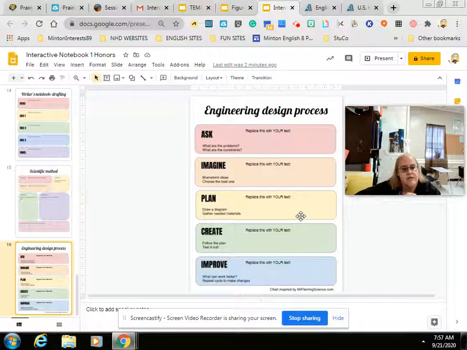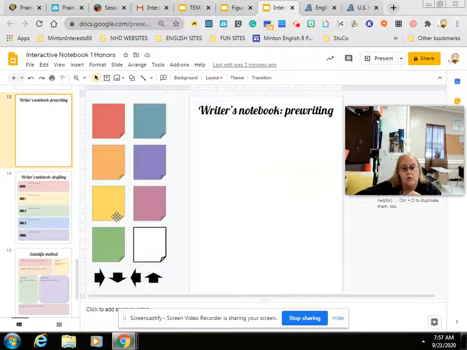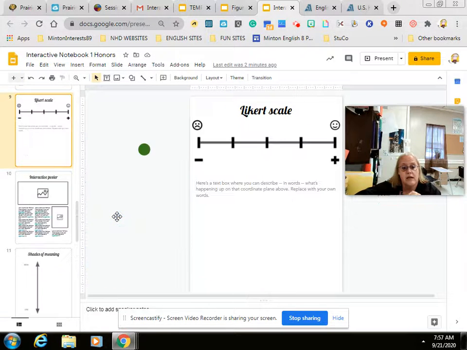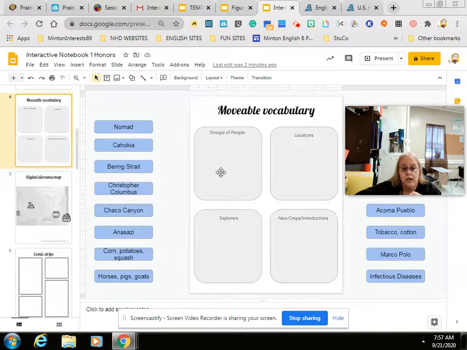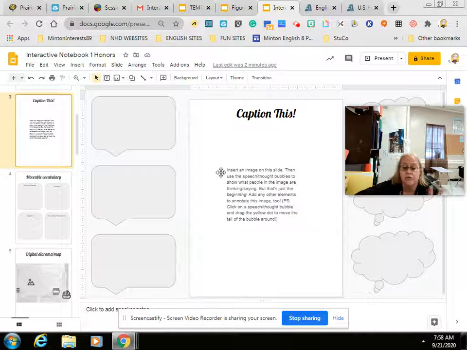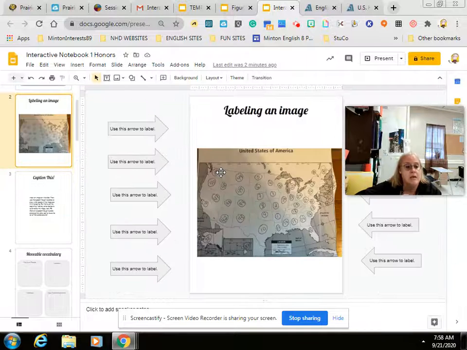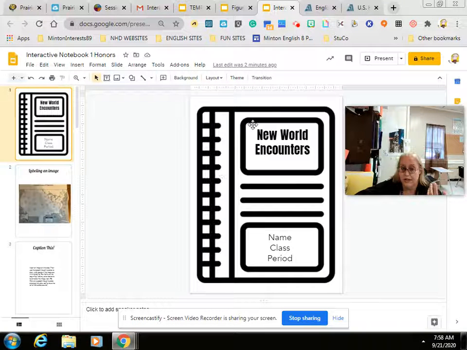So you're going to have one of these for each of the units that we do, and we will complete them. They will be in Google Classroom, so you'll be able to manipulate them. I'll be able to look at them, and that's what we're going to do.